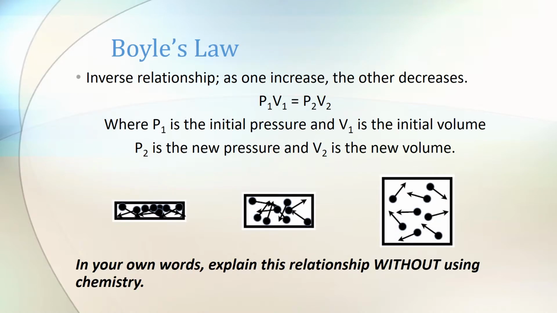Let's take a look at a few of the gas laws. The first is Boyle's law. This is an inverse relationship, which means when one goes up, the other goes down. This formula should look relatively familiar. This is identical to the dilution formula, or M1V1 equals M2V2. We've merely substituted molarity for pressure. What we're basically looking at here is the larger the container, the smaller the pressure.